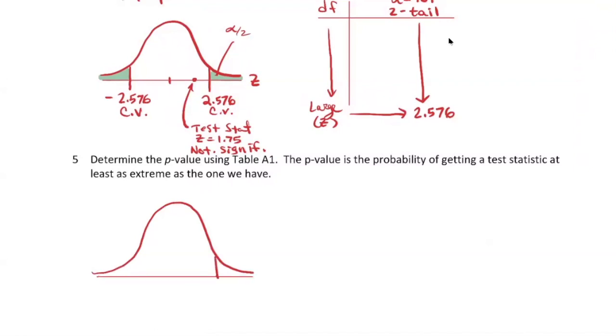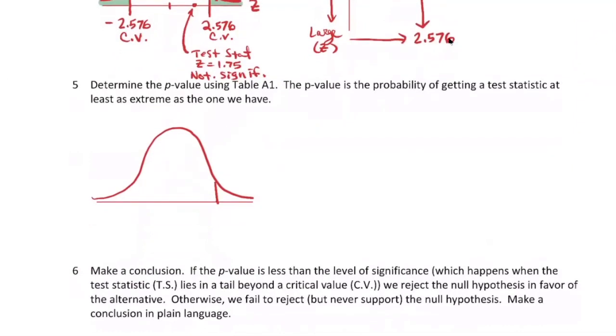Okay, so we'll put in our 1.75 here. That's the test statistic. But remember, the p-value is the probability of getting a test statistic at least as extreme as the one we have. Now the tricky part here is to be at least as extreme as 1.75 standard errors from the mean. On a two-tailed test, that could go in either direction.